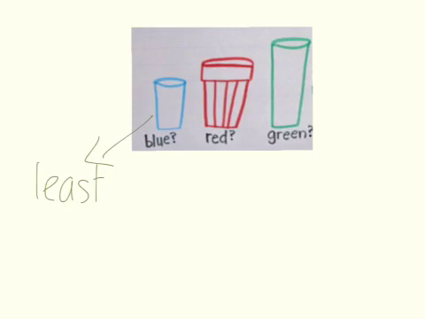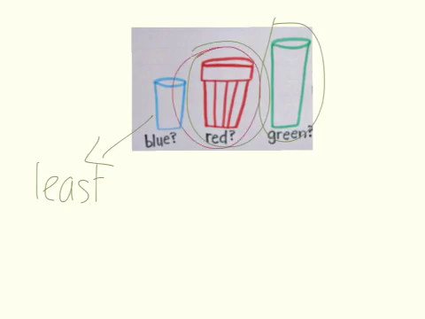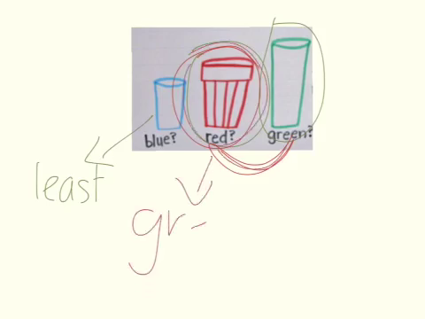Now, some people might say, oh, look, the green's really tall. It's taller, so it's going to have more capacity. But then look, this red one is a lot wider. So red is the cup that has the greatest capacity here. We have to be really careful because sometimes we might think it's the tallest, but we've got to check that the other ones aren't a lot wider. So if I was going to compare the capacity between red and green, I would say that red has the greatest capacity. It's able to hold more.